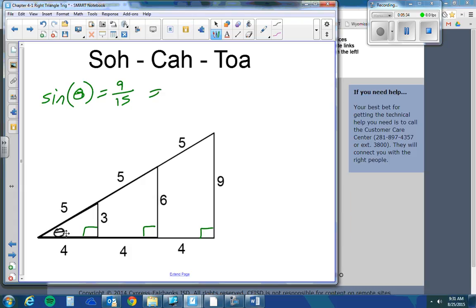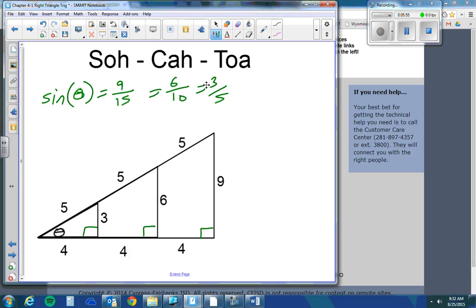Let's do the middle triangle. It's still opposite over hypotenuse. The opposite side is 6 over 10. The hypotenuse is 10. Isn't that also 3/5? And if you look at the smallest triangle, you do opposite over hypotenuse, you also get 3/5. In fact, if you did any triangle similar to this one that has that same angle, sine of that angle is always going to be 3/5.